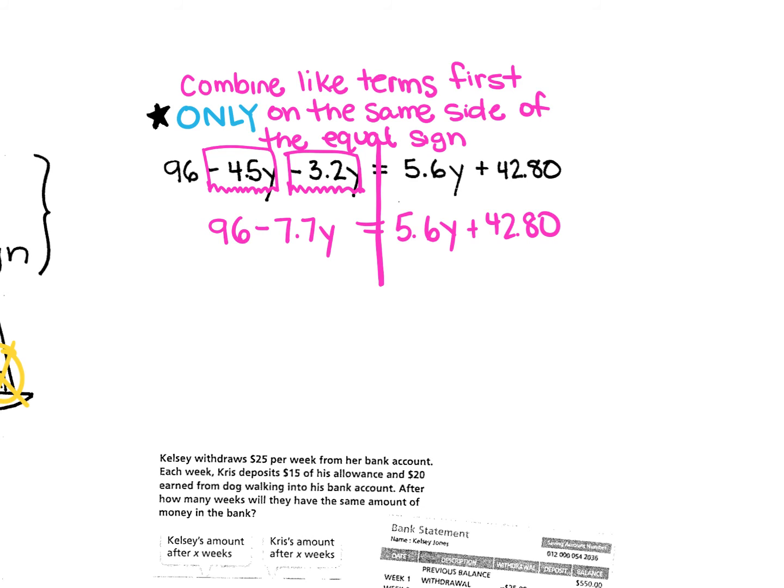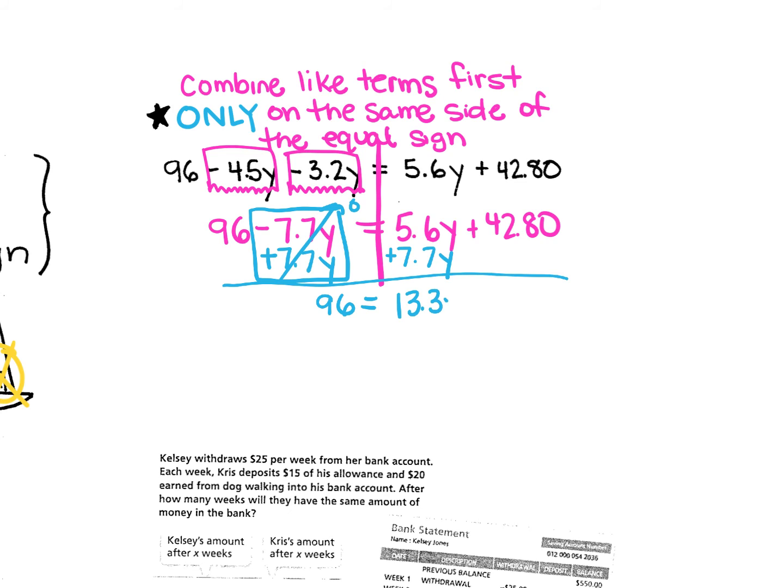Watch what I'm going to do here. I am going to add 7.7y because that's going to cancel these two out, and then I don't have to deal with the negatives anymore. So I'm going to add 7.7y to both sides of the equation. That's going to give me 96 equals 13.3y plus 42.80. Now my variable is over here on the right, but that's okay.